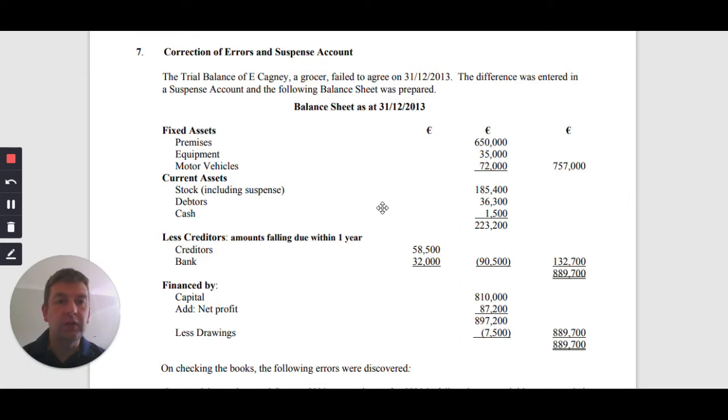This video today is the 2014 Correction of Errors and Suspense account, a 100-mark question in the papers, so worth 25% of your whole exam. Good knowledge of debits and credits is needed if you want to attempt this question, but if you do practice them and get the hang of them, it's possible to get 100 out of 100.